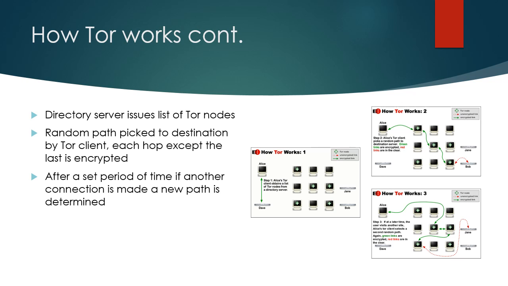However, there have been ways in which this has been circumvented. For example, traffic analysis attacks, which allow the attacker to infer which nodes are being used in the relay.